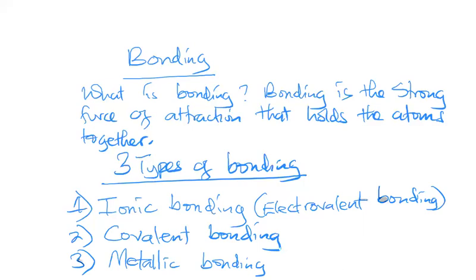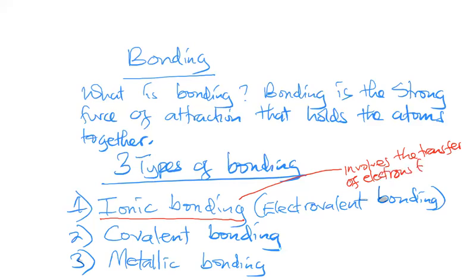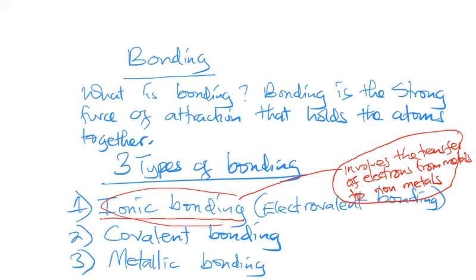Allow me to quickly define them. Ionic bonding involves the transfer of electrons from metals to non-metals.